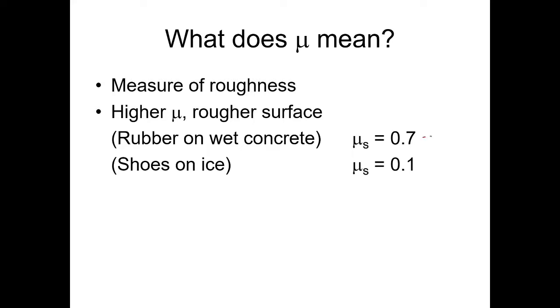So the rubber on the wet concrete is 0.7, but your shoes on ice, where it's very slippery, very easy to slip and fall, is only 0.1. That's why in the winter, it's very, very dangerous to drive when it's icy and snowy out, because the mu goes way down. Some people will say, oh, I'm a great driver in the snow and the ice. They can't be. The physics doesn't work. They don't have the coefficient of friction to keep them on the road. The best you can be in bad weather is a slower driver, because if you go a little bit slower, you won't have an accident.